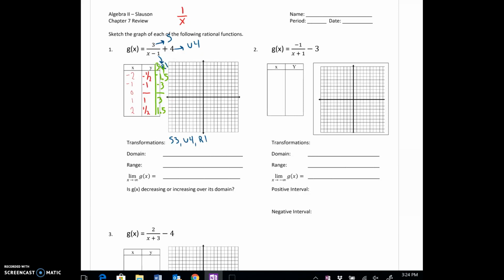So from there, what we talked about is actually graphing your walls first, so using a highlighter. So I'm going to start with that. And I'm going to take my vertical asymptote, and it's going to move right 1. Right there. Okay. And then I will take my horizontal asymptote and move it up 4.